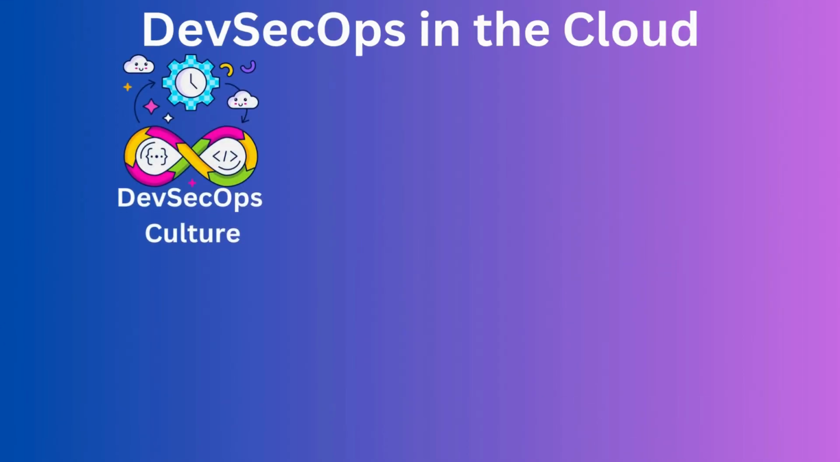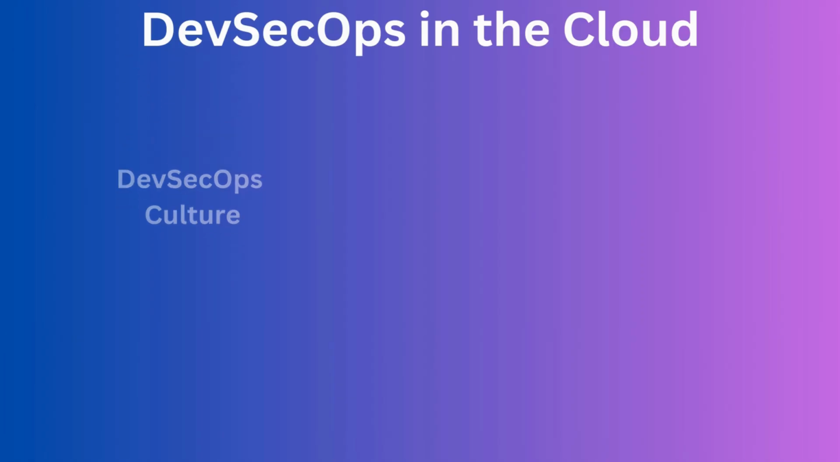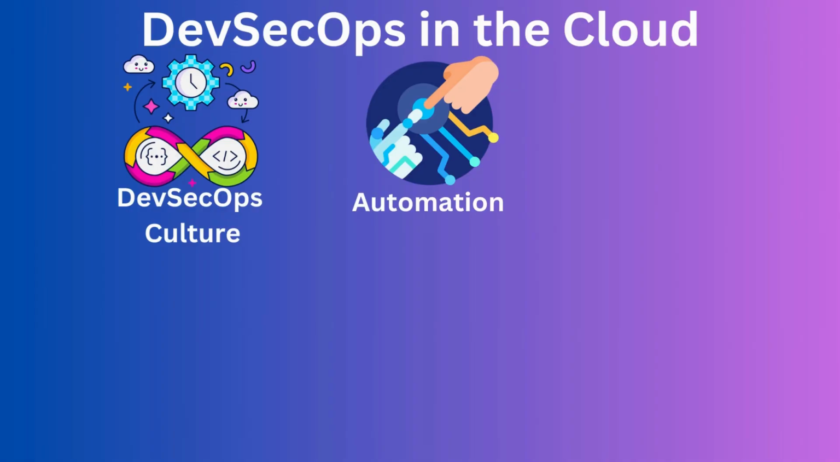DevSecOps in the cloud. DevSecOps culture. Essentially, it is a cultural shift that integrates security into the DevOps process from the beginning, encouraging a culture of collaboration and shared responsibility among development, operations, and security teams. Automation. Use automation to incorporate security checks and tests into the CI/CD, continuous integration, continuous deployment pipeline. Automated security scanning and testing help identify and remediate issues faster.